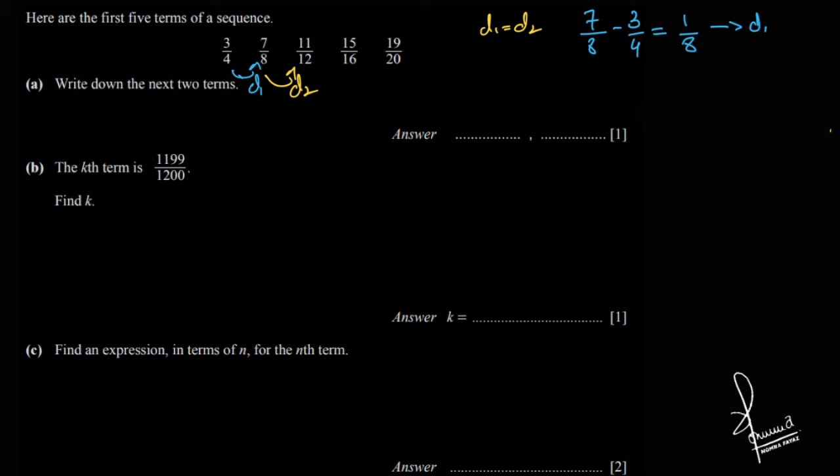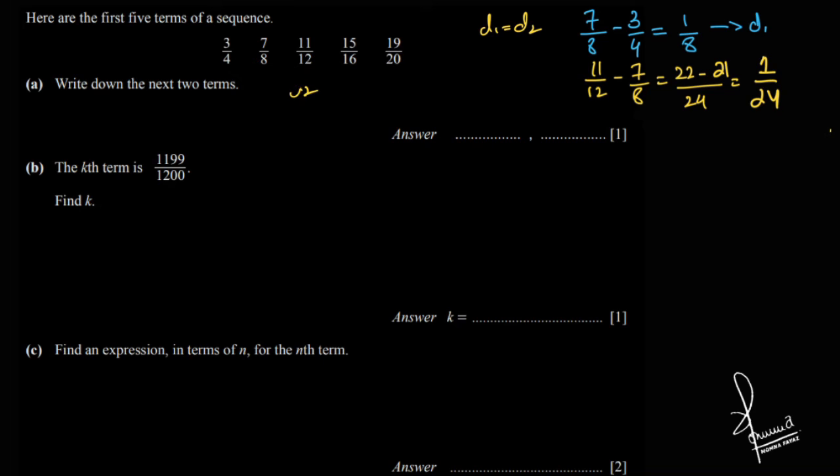Next term minus the previous term, and when you do the same calculation for d2, you get 1 by 24, which is not the same. d2 is going to be this term minus this term, which I have done over here. So this whole sequence is not an arithmetic sequence.